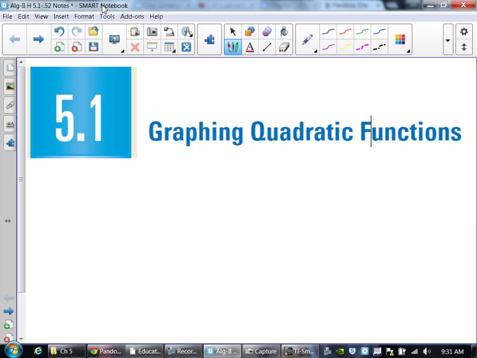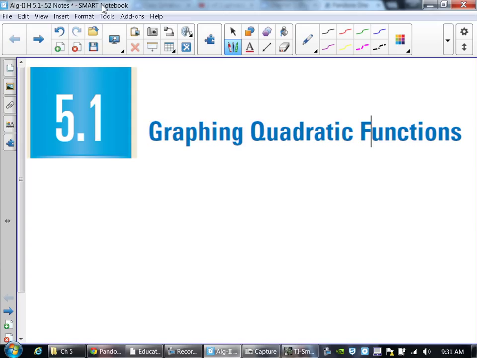What I'm looking at doing today is going through some real basic graphing techniques with quadratics, as well as going right into factoring. Factoring is a skill that you guys tend to lack a little bit, and it's a skill that shows up over and over and over again. So let's talk a little bit about graphing quadratics.